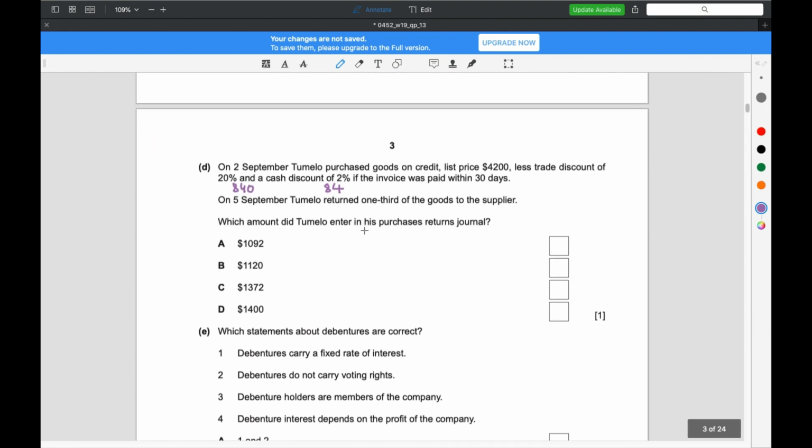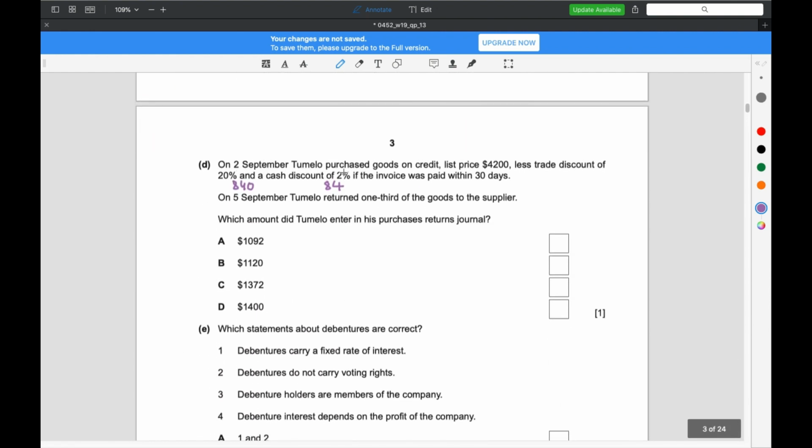All right. Now part D, he says on 2nd September, Tumelo purchased goods on credit, list price $4,200, less trade discount of 20%, and a cash discount of 2% if the invoice was paid within 30 days. All right. On 5th September, Tumelo returned 1/3 of the goods to the supplier. Which amount did Tumelo enter in his purchases returns journal? All right. So it means that Tumelo didn't pay, right? It doesn't say anywhere here that he paid for the goods, but it does say that he purchased goods on credit, which means that he was going to pay later, right?